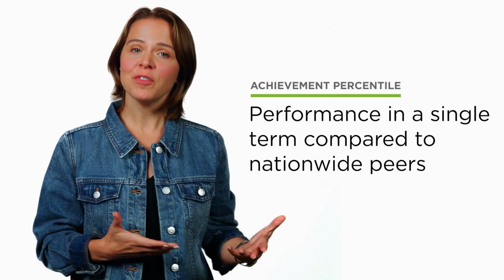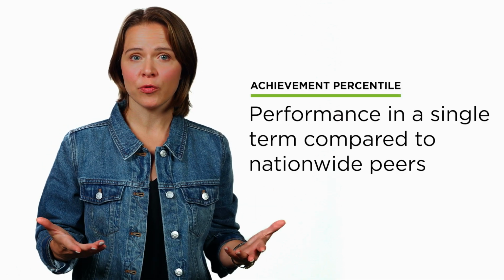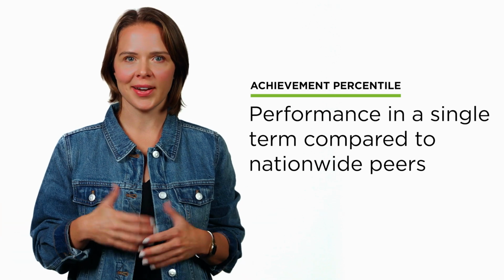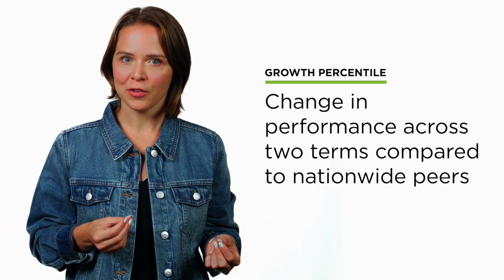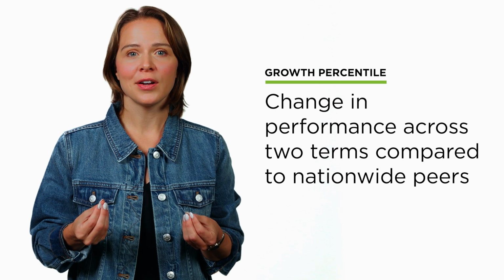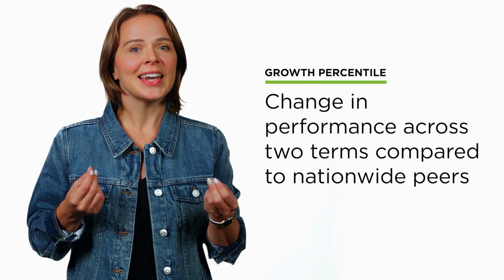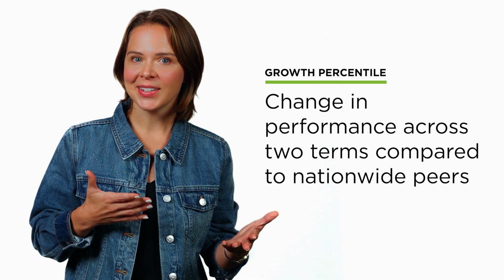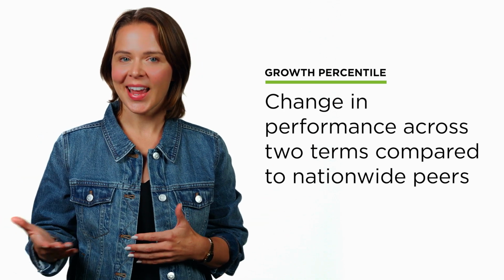What does this data mean? An individual student's achievement and growth percentiles are some of MapGrowth's most insightful data points. An achievement percentile tells you how a student's performance in a single term compares to their academic peers nationwide, while a growth percentile focuses on the change in score from one term to another and how that change compares to nationwide peers, students in the same grade, with the same starting RIT score, and number of instructional weeks.